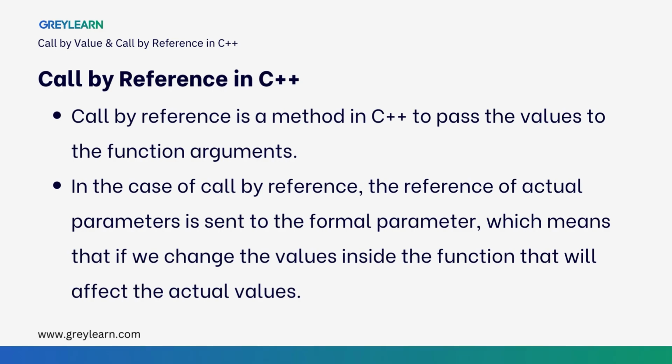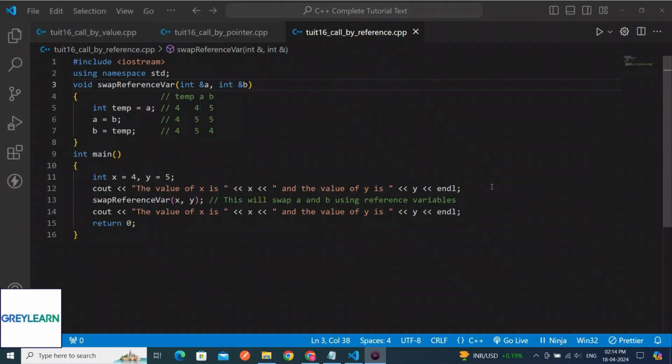Call by reference is a method in C++ to pass the values to the function arguments. In the case of call by reference, the reference of actual parameters is sent to the formal parameter, which means that if we change the values inside the function, that will affect the actual values. Let's get back to Visual Studio Code again.